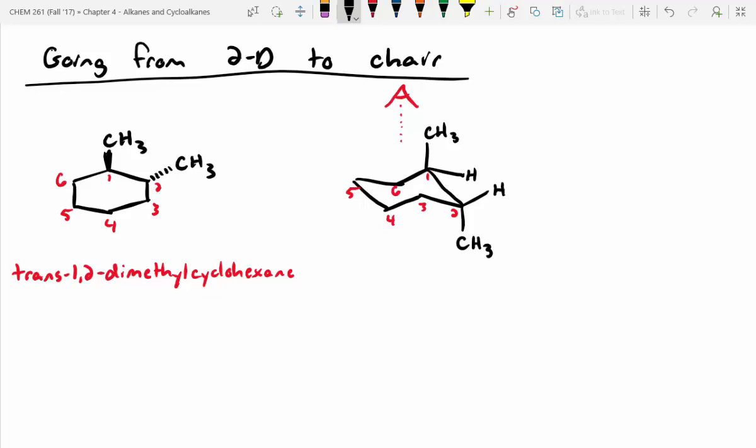This throws people because they say, well, carbon 1, you drew it as a wedge, but carbon 2 is a dash. How can they both be axial? It all has to do with the perspective that you're looking at the molecule at.